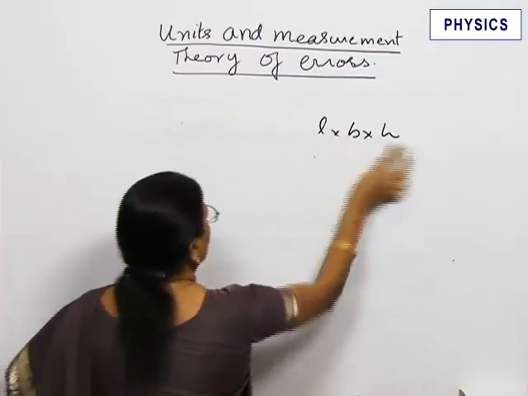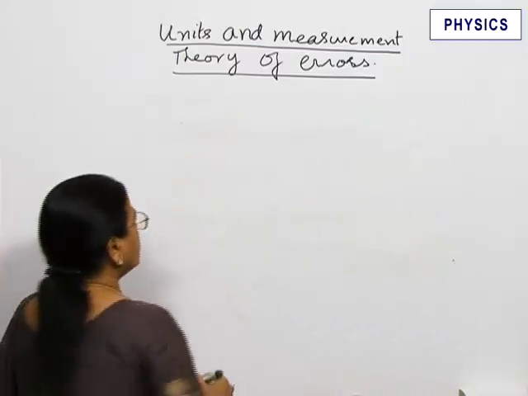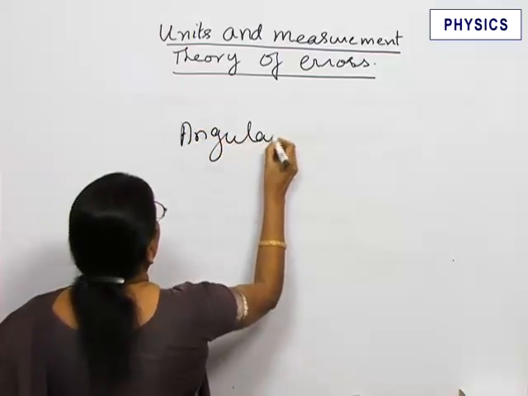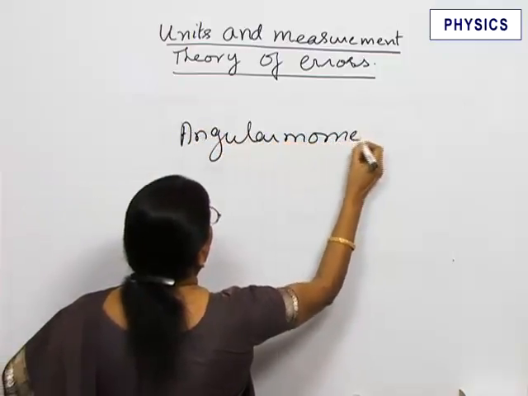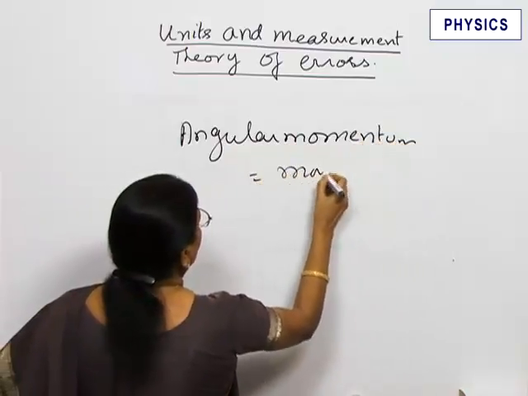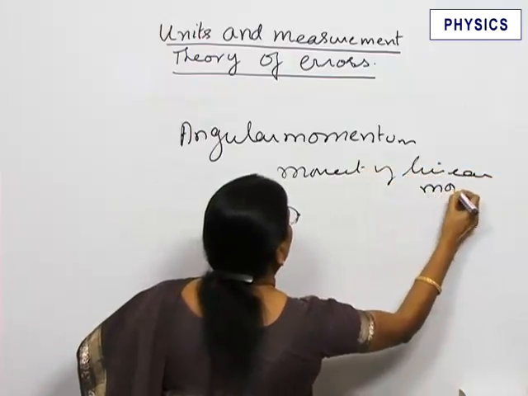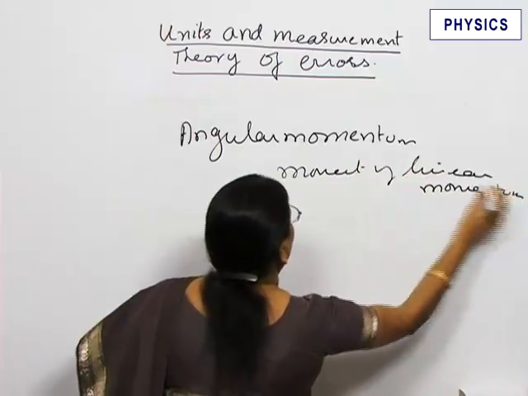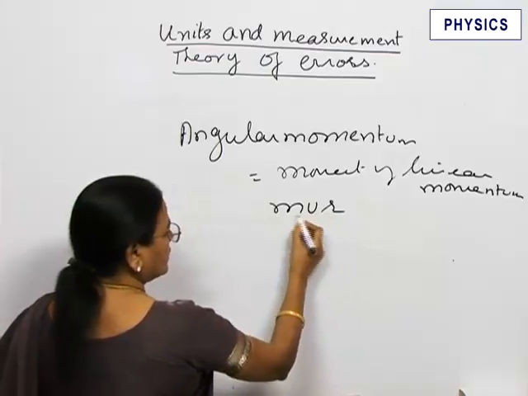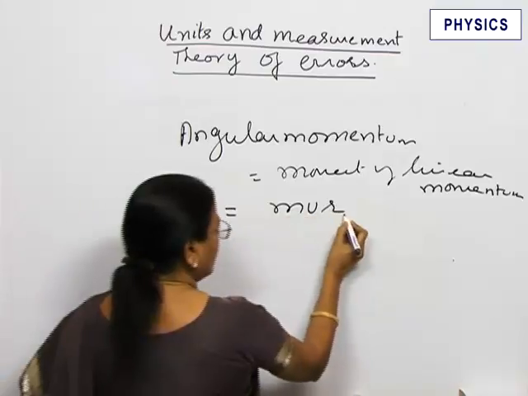Any dimensional formula you can write from the fundamental equation. I will give a small example. Take angular momentum. How do we define angular momentum? It is defined as moment of linear momentum about the center of rotation. So, linear momentum is mv, its moment about the center of rotation is mv into r. So, the angular momentum L formula is mvr.